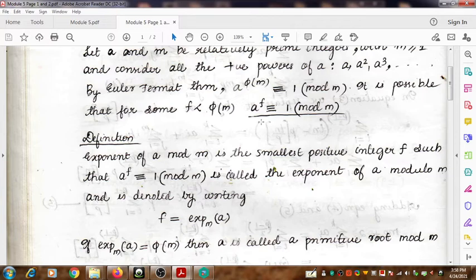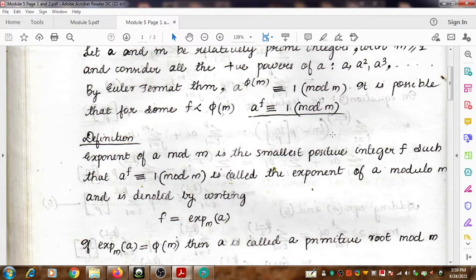After that, you can take q copies of the same expression: a raised to f is congruent to 1 mod m, a raised to f is congruent to 1 mod m, and so on, q times. All these are congruence equations, and they are multiplied together. Multiplying together means the product of the left hand sides is congruent to the product of the right hand sides, modulo m.